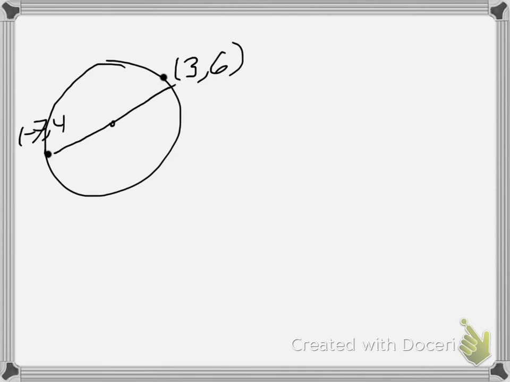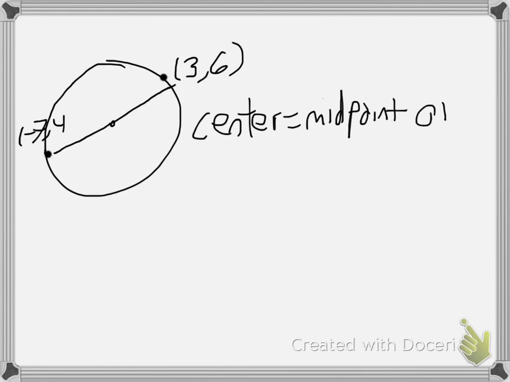Okay, so there's a point here. So if it goes through the center of the circle, then this point right here is the midpoint of these 2 points. So how do I find the midpoint of 2 points? Well, I just take the x's and the y's and add them and average them. So to find the center, so I'm going to write this down, center equals midpoint of diameter.